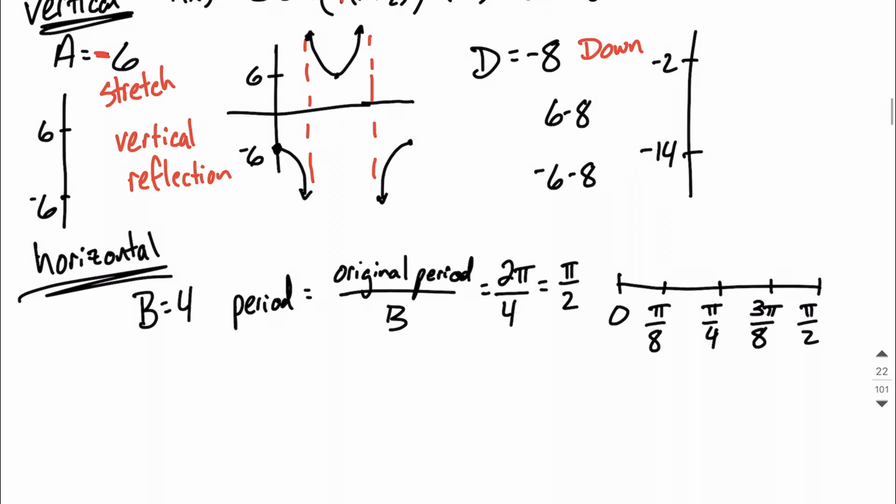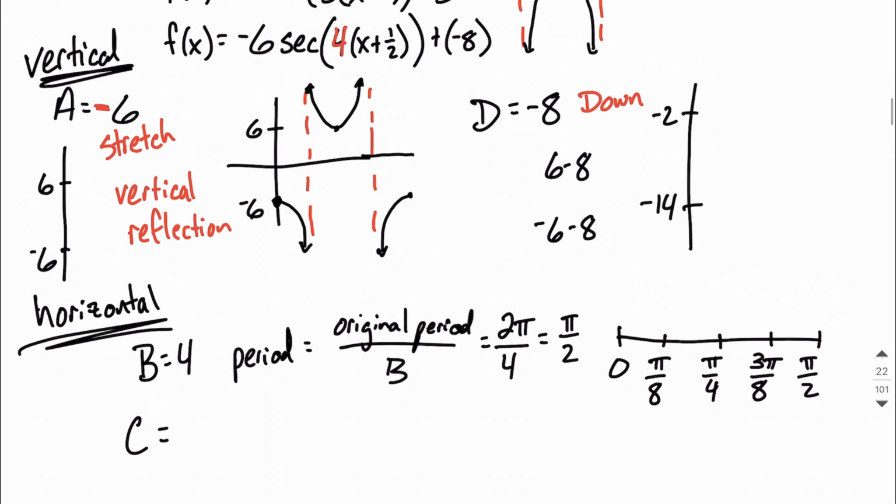All right, the last thing we have to take into account is our value for c. In our case, c is that plus 1/2 on the inside, actually works out to be a negative 1/2. What this is going to be is a horizontal movement.